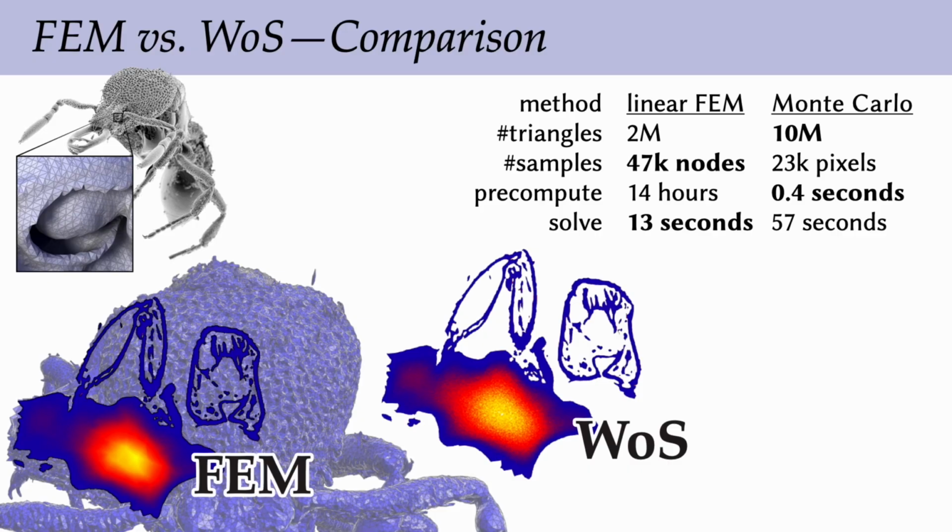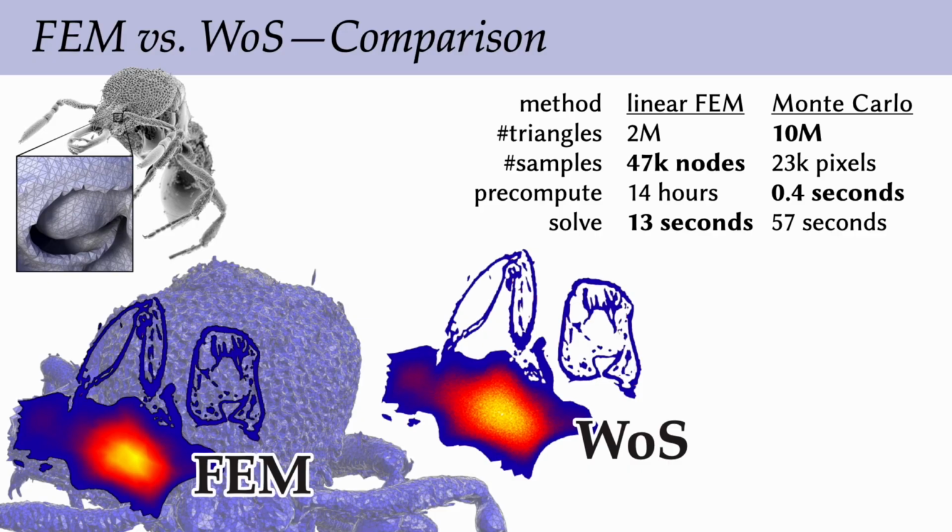The Monte Carlo solver, when we ran it, we had fewer pixels than we had nodes in the FEM mesh. The pre-computation time for FEM was about 14 hours. For Monte Carlo, it was 0.4 seconds. For finite element methods, it took 13 seconds to do a solve. For Monte Carlo, it took about 57 seconds.